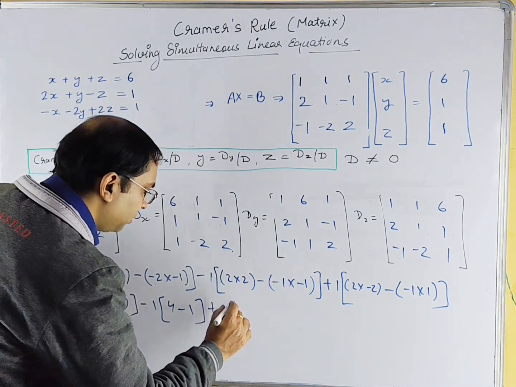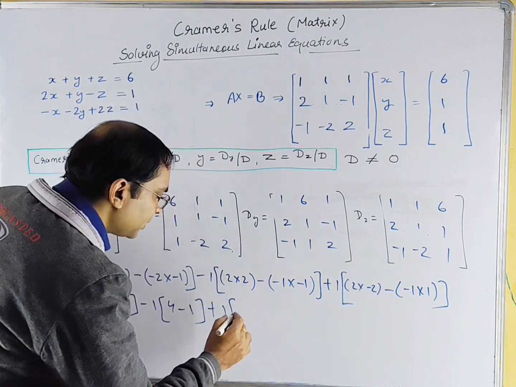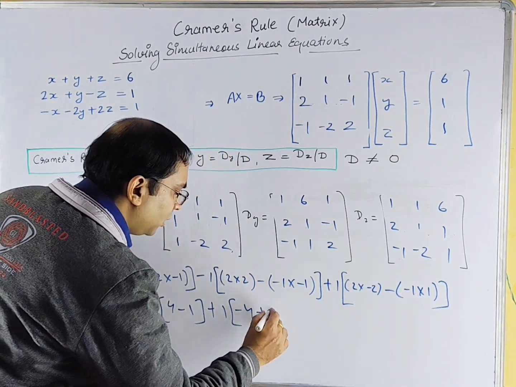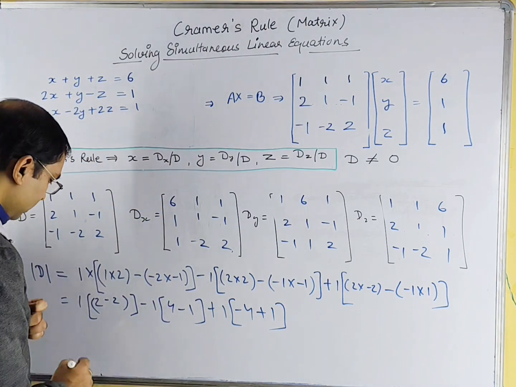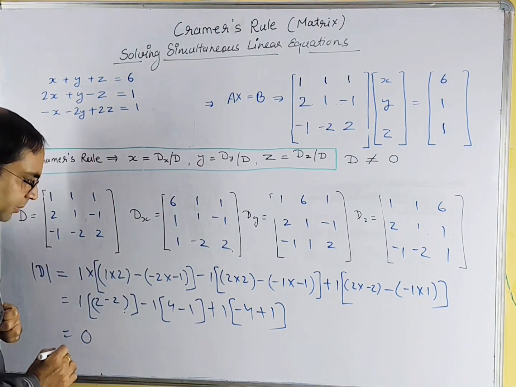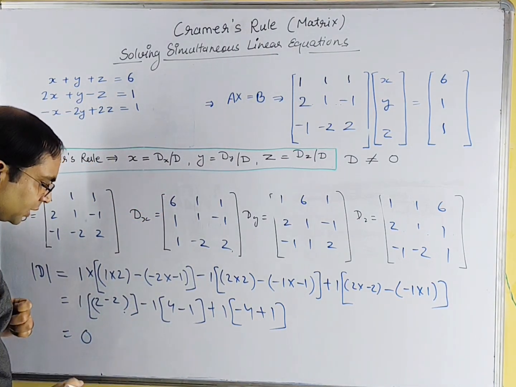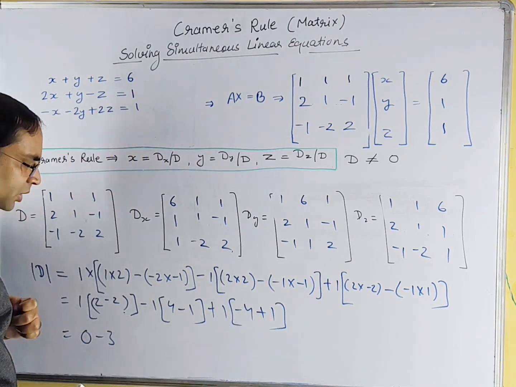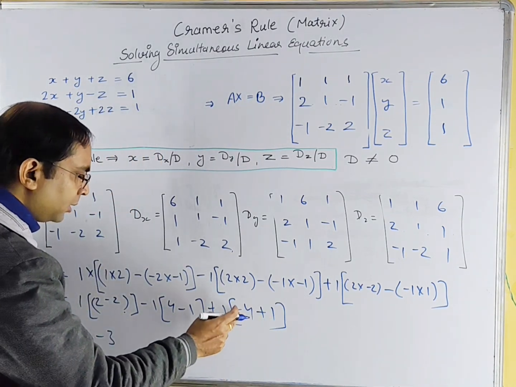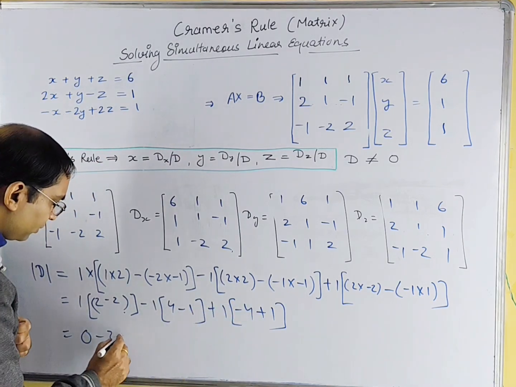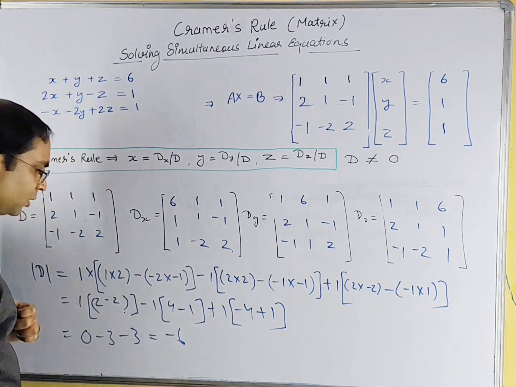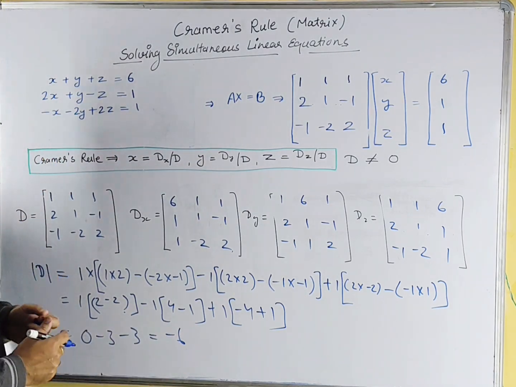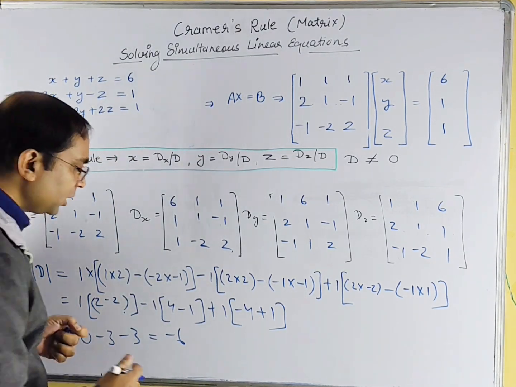And the last one we have plus 1 times (2 times 2 minus 4), and then we have minus 1 times 1, that is plus 1. So we can see here this is 2 minus 2, that is 0. So this will be 0. 4 minus 1 is 3, and minus 1, that is minus 3, and here we have minus 3 and plus 1, which is minus 3 plus 1, that is minus 3. So we have minus 3 here, so it is minus 6. So the determinant, that is D, comes to be minus 6. So it is not equal to 0.